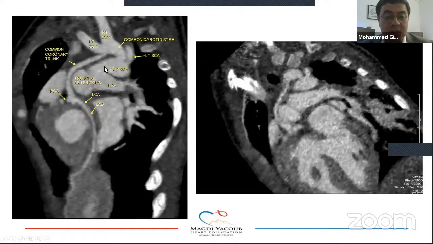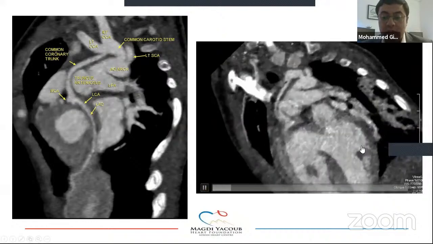This image, a curved MPR, a curved multiplanar reformatted image, shows the truncus arteriosus supplying the left pulmonary artery, and the right pulmonary artery is not displayed here, and this is the aortic arch. The first branch is the common carotid stem, supplying both carotid arteries. The second one, the left subclavian artery, and this is the common coronary trunk, which arises from the common carotid stem and ends here by supplying the LAD, RCA, and LCX.